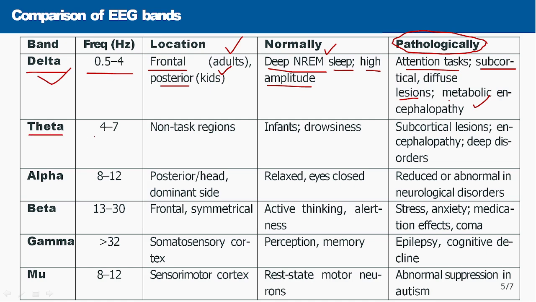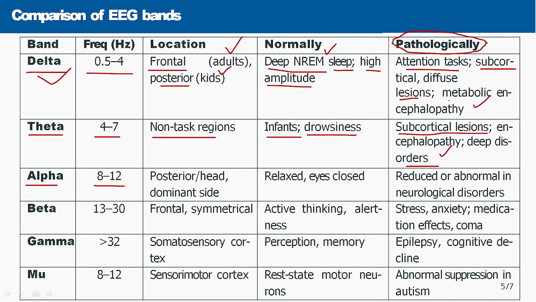Then we have theta. Theta wave has frequency from 4 to 7 hertz, and they are in non-task regions, meaning somebody is not active, so they are normally seen in infants and drowsiness, and pathologically they signify subcortical lesions, encephalopathy and deep disorders. So these are some pathological indications we need to detect from this theta wave.